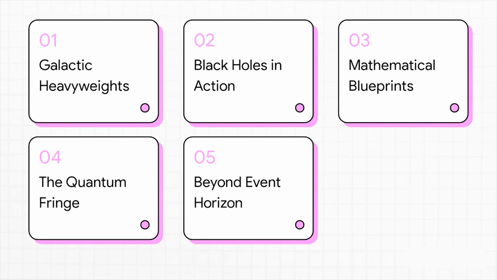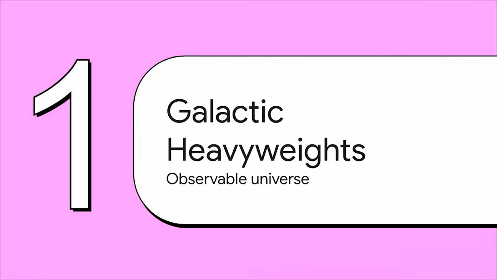And just to give you a sense of the extreme scales we're dealing with right out of the gate, consider this. Our very own Milky Way galaxy orbits a monster, Sagittarius A star, that is 4 million times the mass of our sun. Just let that sink in for a second. So, to make sense of this whole shebang, we'll descend through 5 stages, starting off with the galactic heavyweights, then seeing them in action, exploring their mathematical blueprints, taking a plunge into the quantum fringe, and finally, looking beyond the event horizon.